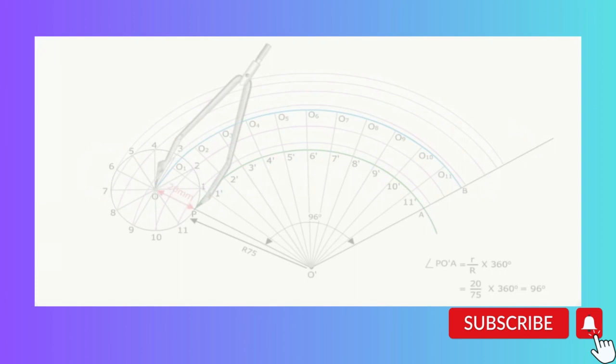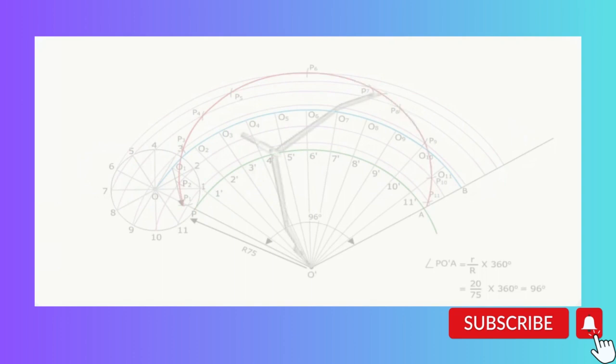With center O1 and radius 20 mm, draw an arc intersecting the arc through 1 at P1. In a similar manner, obtain the points P2, P3, etc. A smooth curve through these points is the required epicycloid.